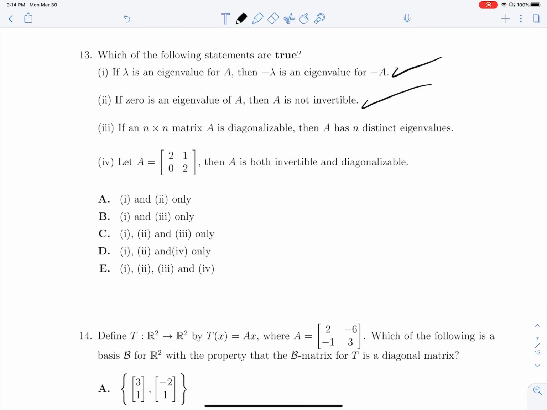Option 3: if an m by n matrix A is diagonalizable, then A has n distinct eigenvalues. So this is incorrect. If A has n distinct eigenvectors, then it is diagonalizable, and you can store that as a fact in your head by remembering that A is only diagonalizable if its eigenvectors span R^n, if they span the input and output space of that matrix.